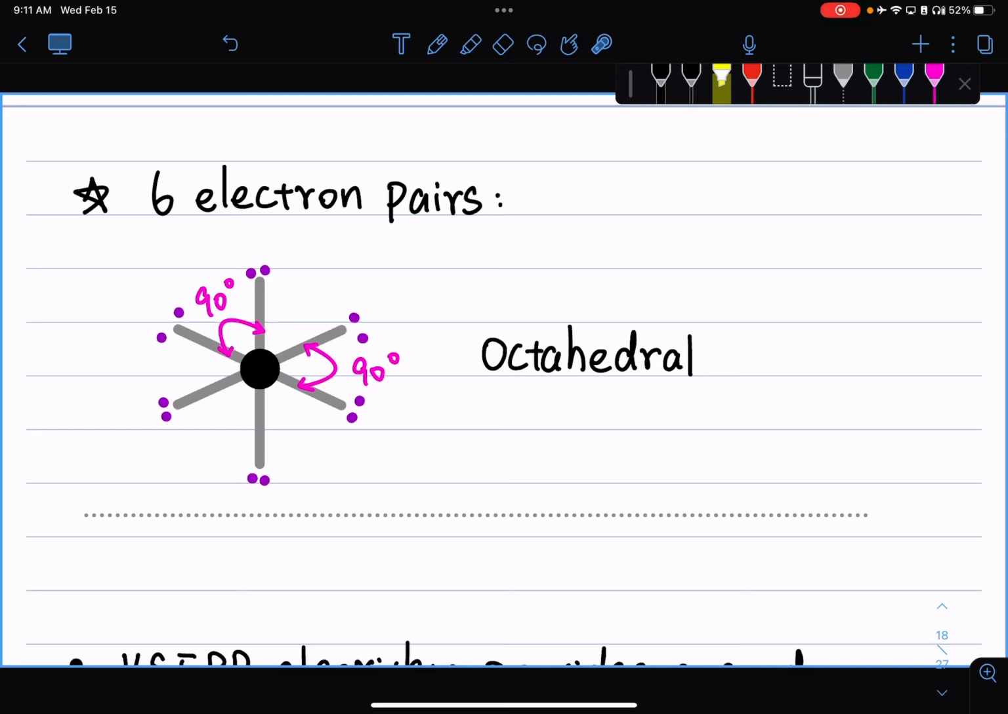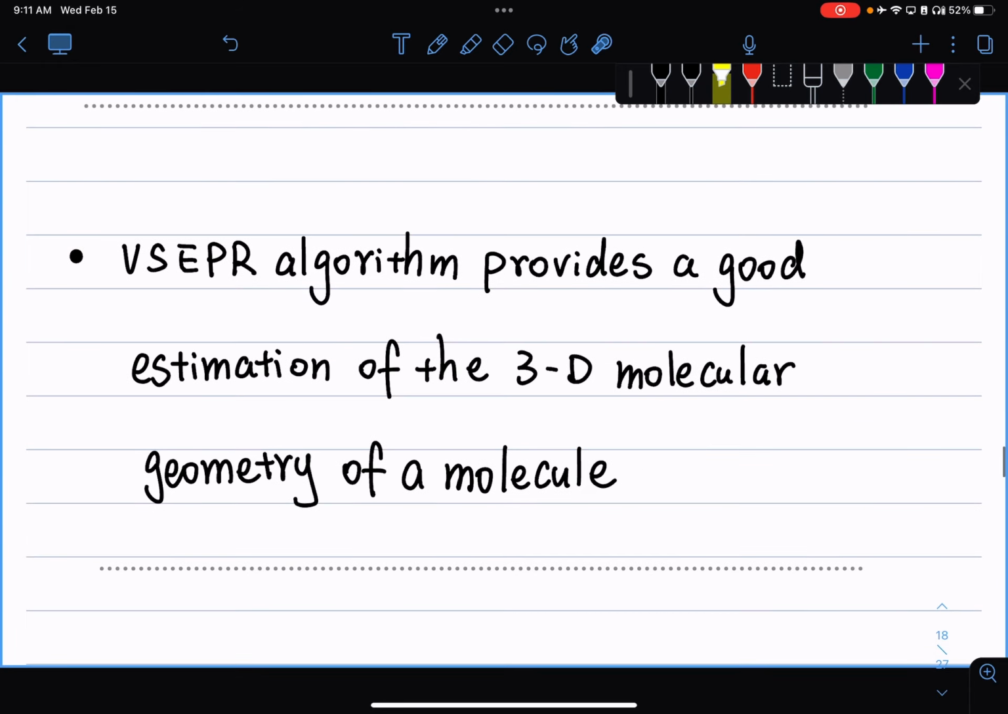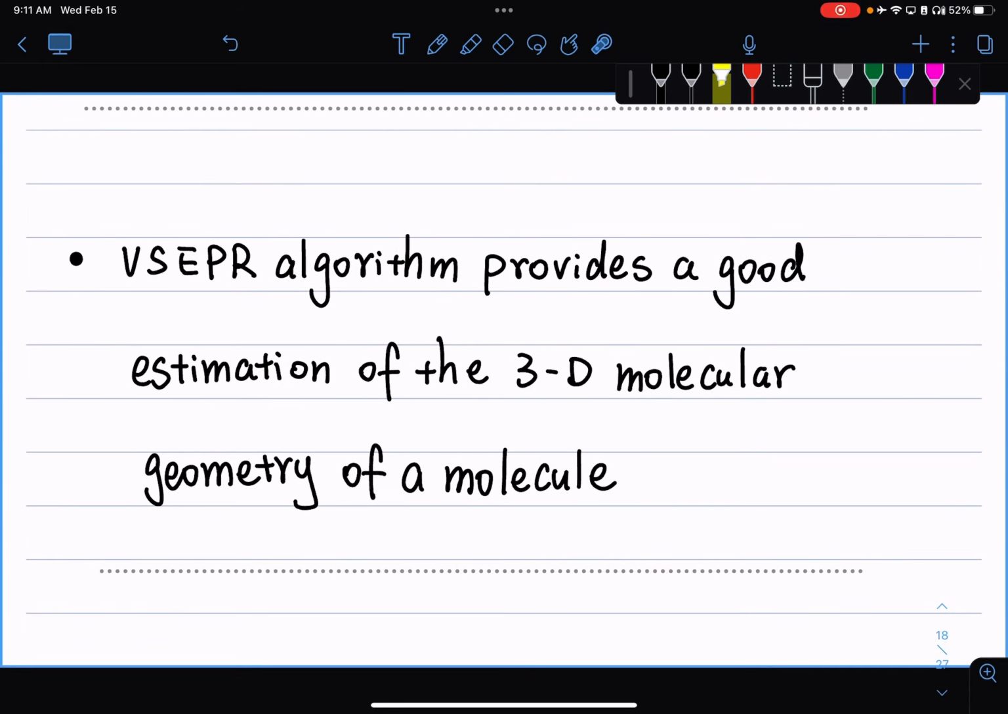So these are just the fundamental electronic geometries and how we came up with them. You look at the electron pairs and you use a little bit of math and topology to figure out the orientation of the electron pairs. And again, people generally use VSEPR to give you an estimate of the three-dimensional molecular geometry of a given molecule.